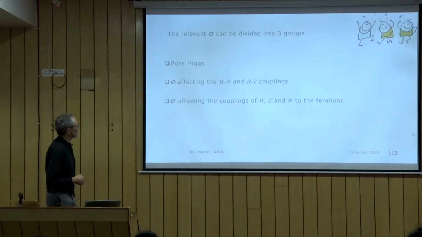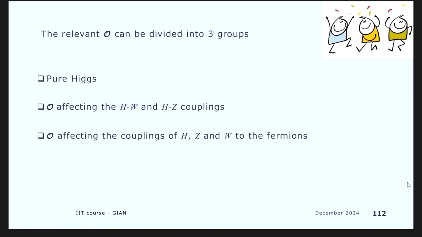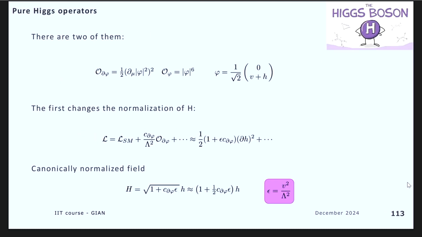So I mentioned that the operators that come into play in this exercise can be classified into these three categories, and I'll go through them one by one. So let me first go to the pure Higgs operators. There's two of them, simply. This guy and this guy.